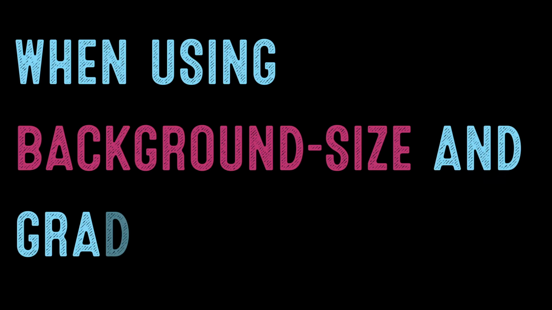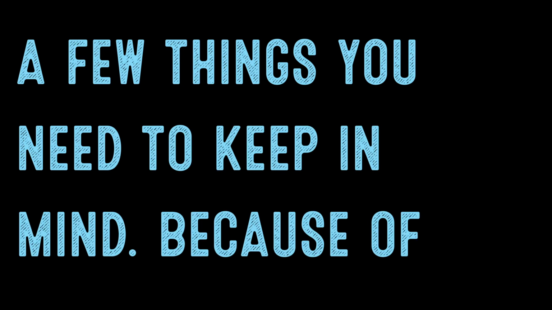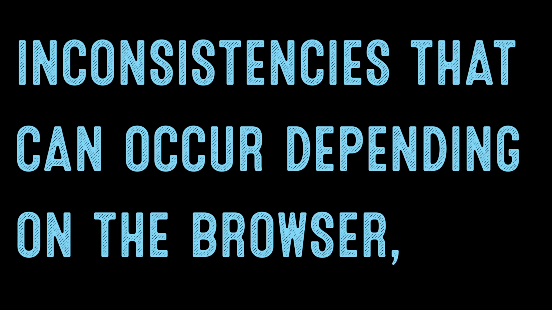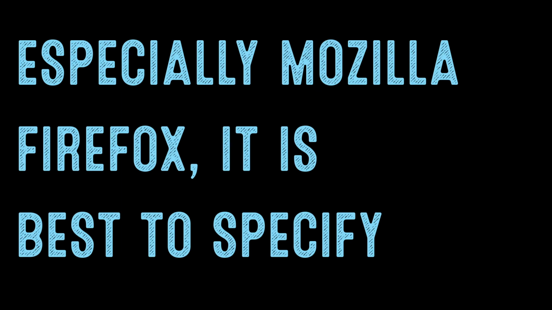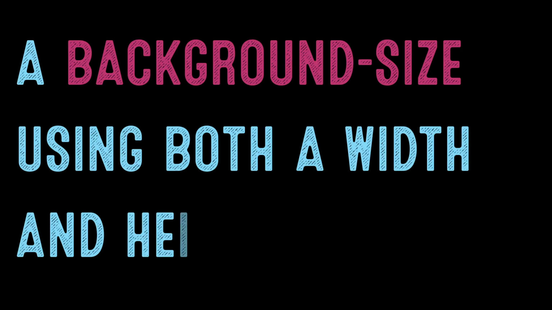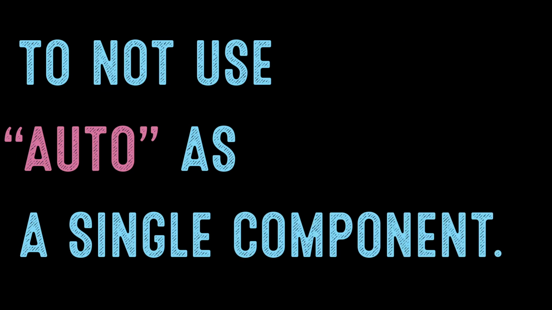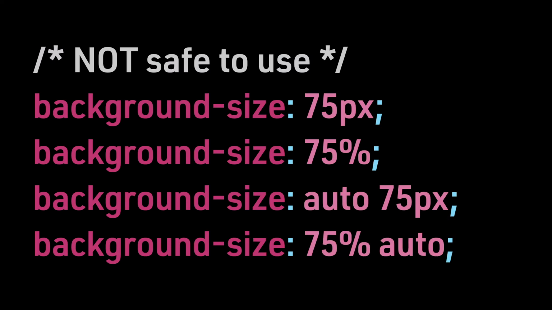The Daily Code Snippet. When using background size and gradients, there's a few things you need to keep in mind. Because of inconsistencies that occur depending on the browser, especially Mozilla Firefox, it is best to specify a background size using both a width and height and not use auto as a single component. So to be clear, it is not safe to use background-size: 75 pixels.